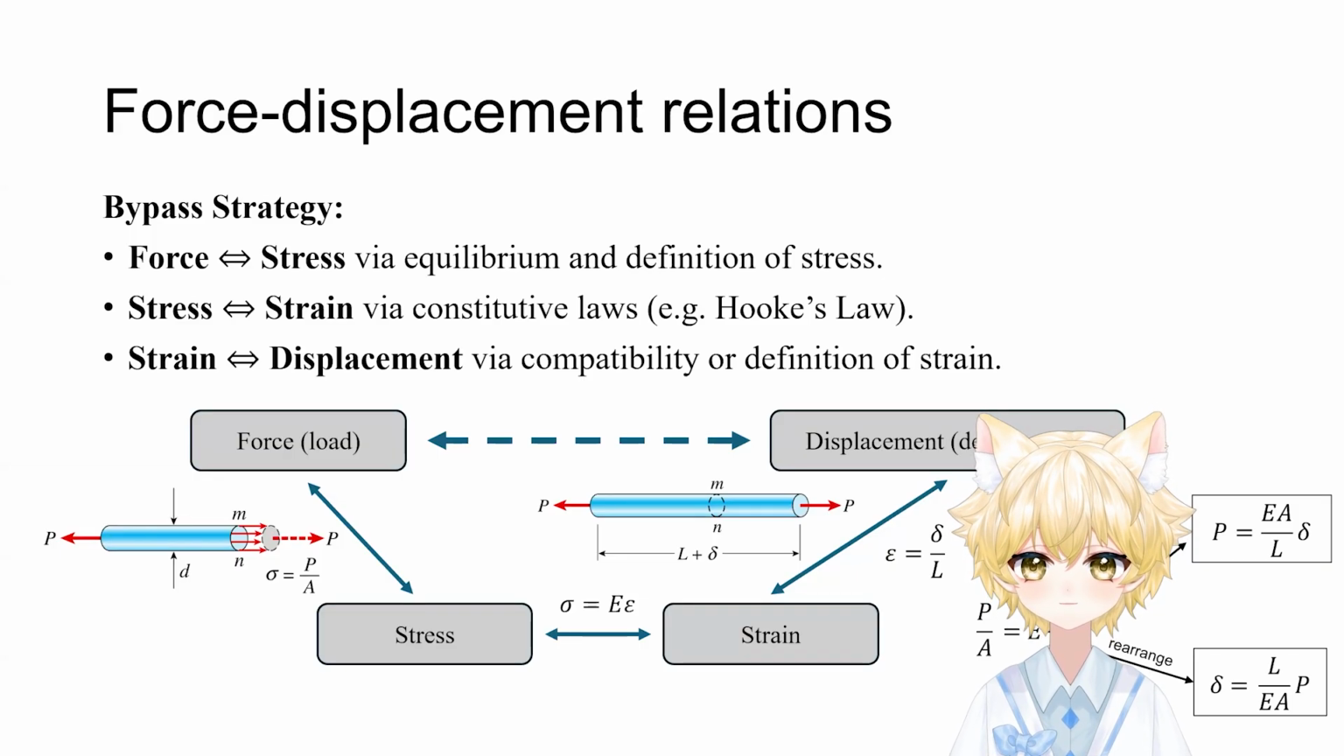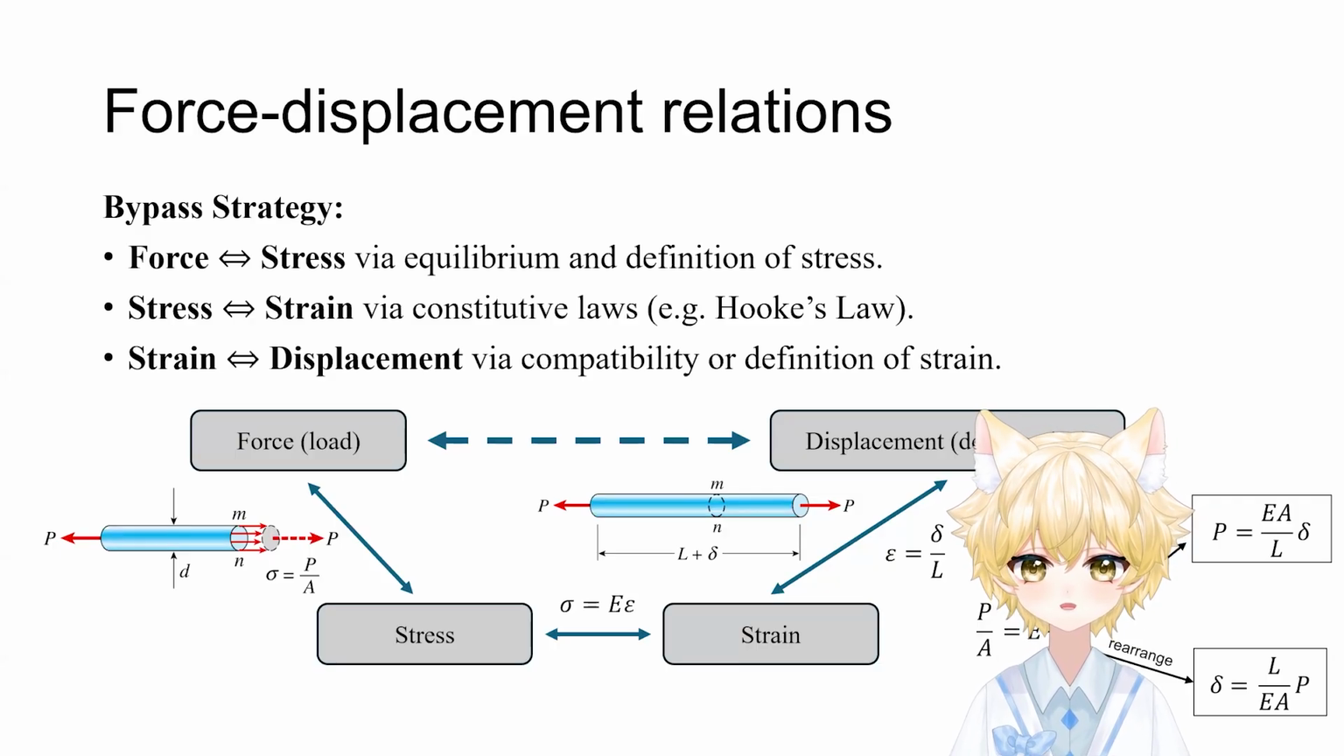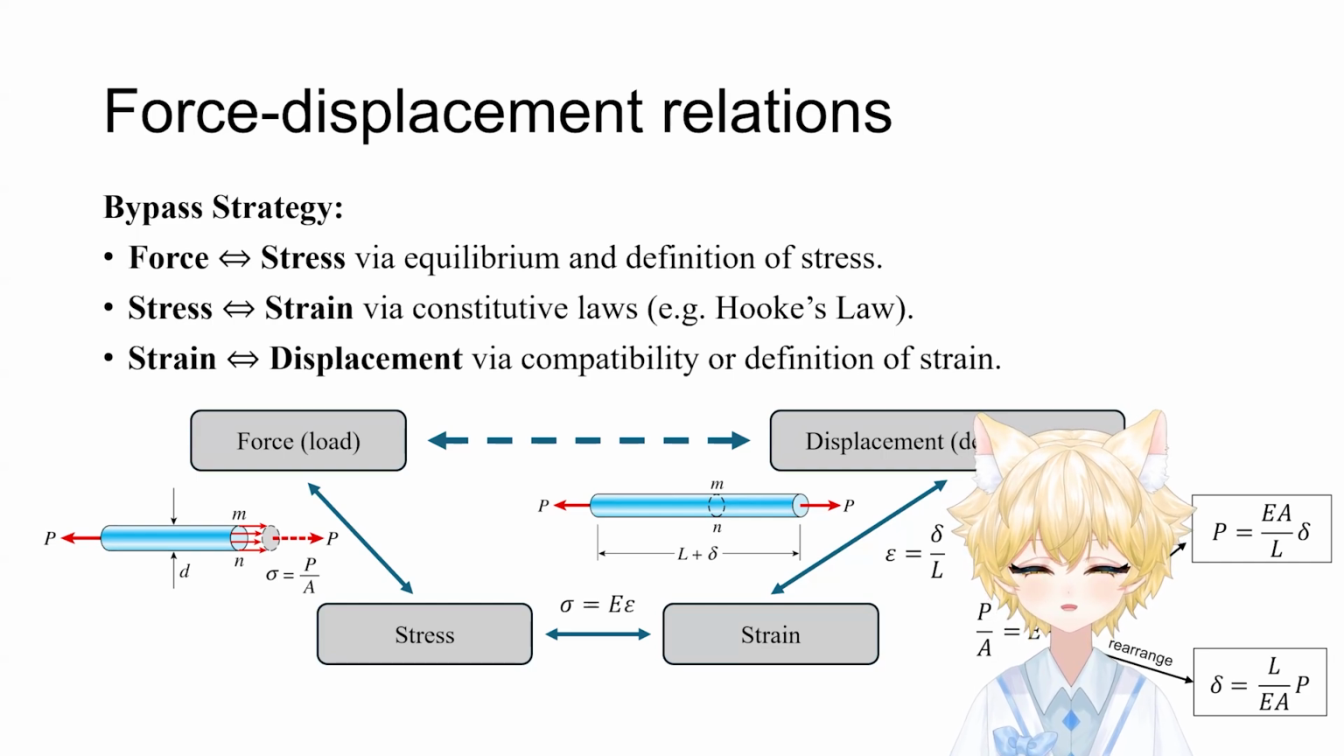If we substitute them all together, replacing sigma and epsilon, right, we get one of the most famous and useful formulas in mechanics of materials. We get delta equals PL over EA. Remember here, delta is the change in length, or in other words, the displacement, the real-world deformation. And P is the real-world force applied, right? L is the geometry. E is the material. A is still the geometry. Therefore, we have this relation that can relate force and displacement directly, right?